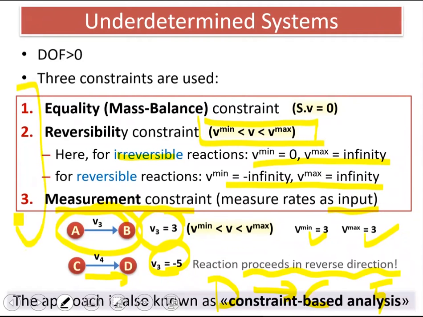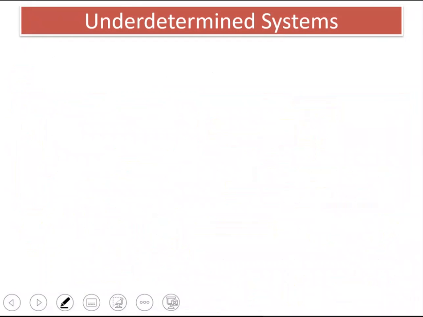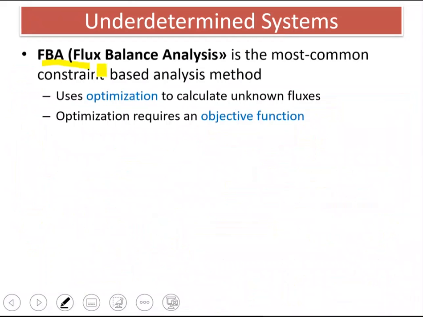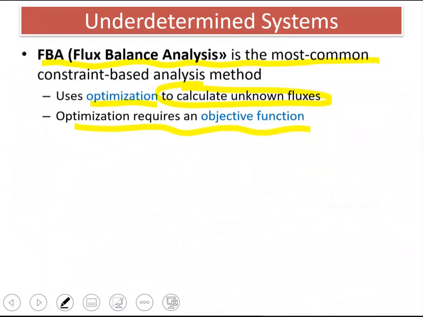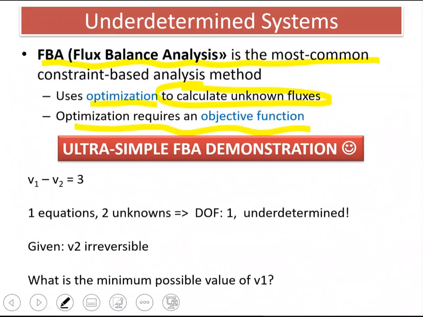So there are those major constraints to solve the related underdetermined system. This approach is also known as constraint-based analysis. And flux balance analysis is the most common constraint-based analysis method. It uses optimization to calculate unknown fluxes. And optimization requires an objective function. So we talked about this very simple FBA demonstration last week.